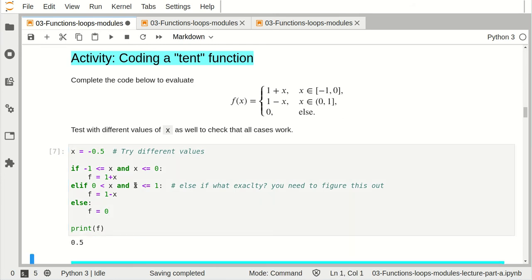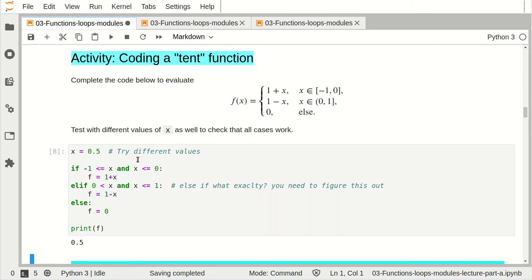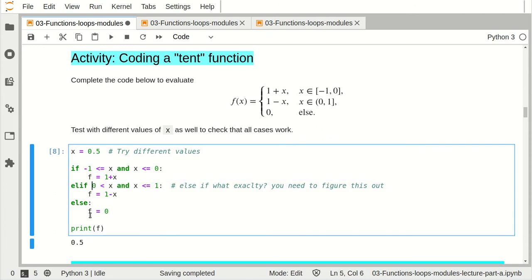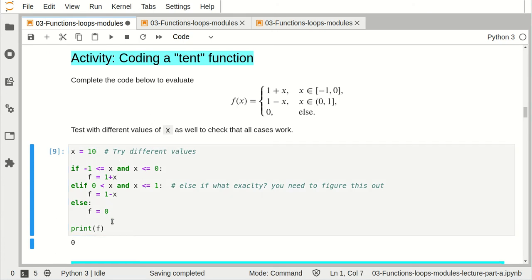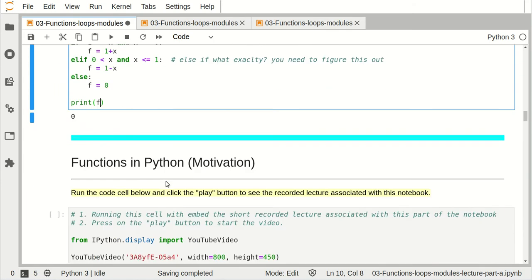So if you run that, you get 0.5 when x is negative 0.5. And now, when we do 0.5, we get 0.5 again. This is this tent function. You can plot it by hand to see exactly why I would call it a tent function. So everything works, and then you can try giving a value like 10 and print f. F is assigned to 0. So that's it. That's all you really have to do for that activity.